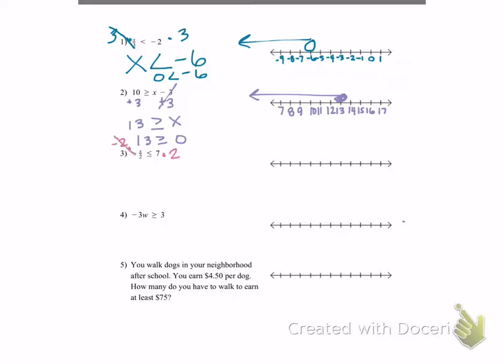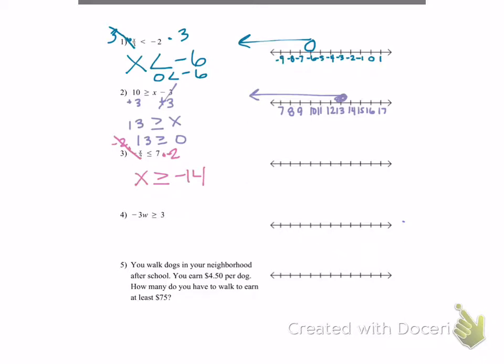So on this side, my -2's cancel out. I have x left over. And keep in mind, anytime you multiply or divide by a negative, you have to flip that inequality sign. So we flip the direction of that inequality sign, and 7 times -2 gives me a -14. Okay, so there's our answer.